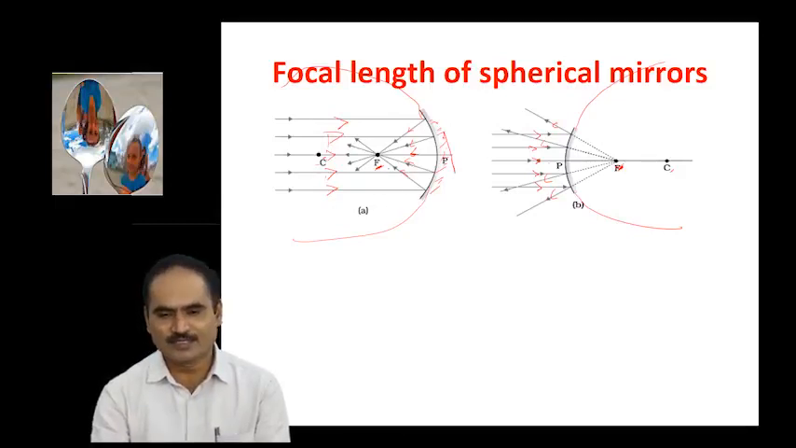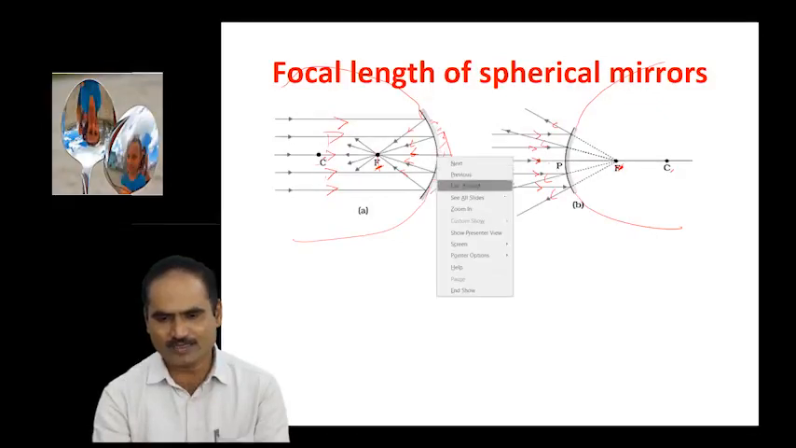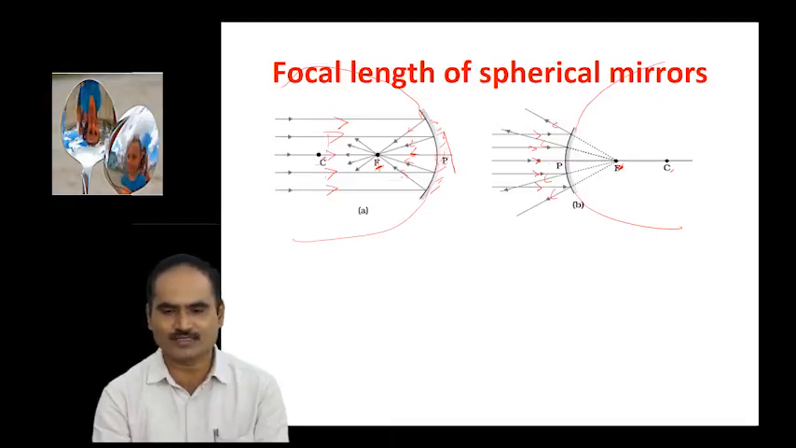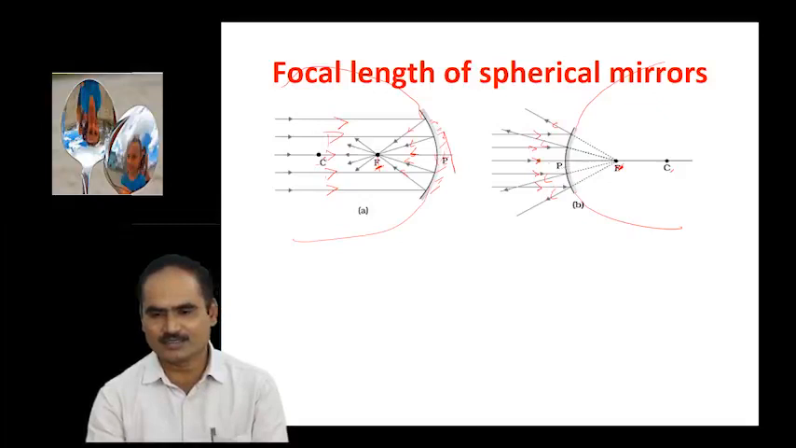And at the same time, the distance between the principal focus and the pole of the mirror is called the focal length, and the distance between the center of curvature and the pole of the mirror is called the radius of curvature. Similarly, in the case of a concave mirror or convex mirror, the distance between the pole and C, the center of curvature, is called the radius of curvature, and the distance between the pole and F, the principal focus, is called the focal length.